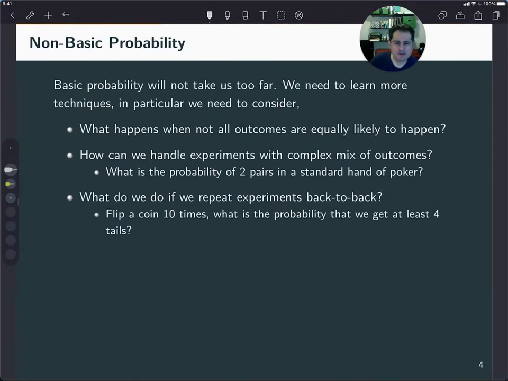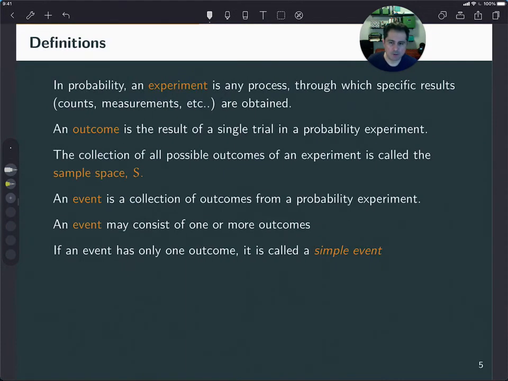And what do we do if we repeat experiments back to back or back to back to back? For example, if I flip a coin 10 times, what is the probability that we get at least 4 tails? That's the kind of questions we want to answer by diving deeper into probability. So everybody knows this basic probability. It's have an intuition of what it means, but we need to dive deeper into what that means.